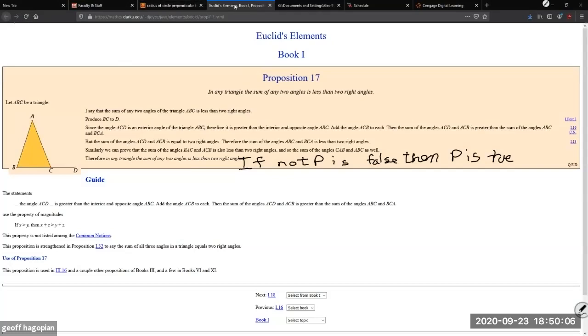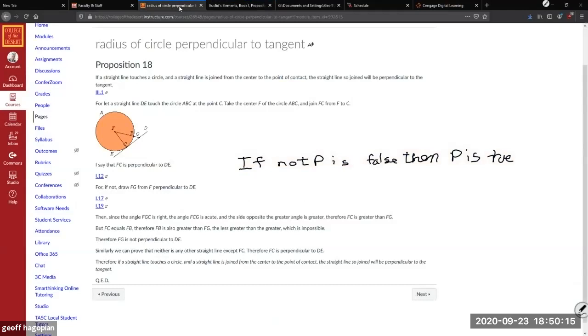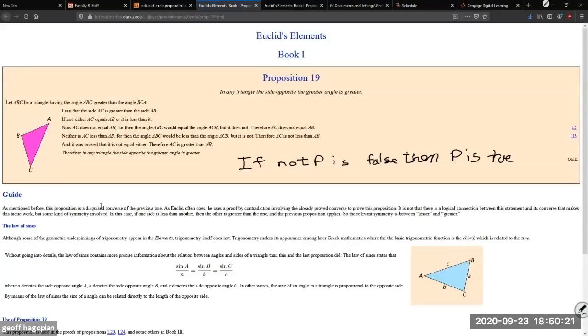All right. Wait, so can we go back? Oh, what happened? Can't go back? Okay, yeah, I guess we're there. All right, that's true. And again, proposition 19 from book 1. In any triangle, the side opposite the greater angle is greater. Okay, so these are things that presumably we've proved, right? Oh, here's the law of sines. That's coming up in the trigonometry chapter.